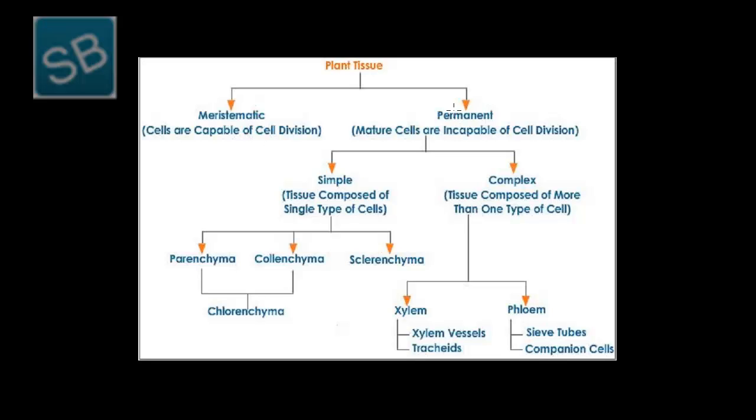On the contrary, these divided cells get converted further into permanent tissue, which gets matured and is incapable of cell division. Further, permanent tissue can be of two types, that is simple and complex. Simple tissue consists of only a single type of cell, which can be either parenchyma, collenchyma or sclerenchyma, and complex tissue consists of more than one type of cell, which can be either xylem or phloem.